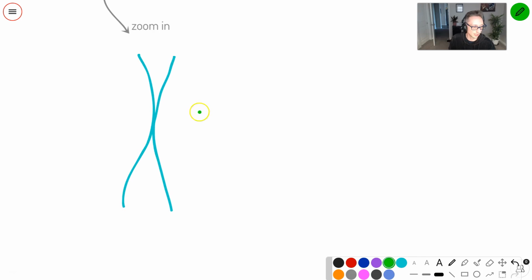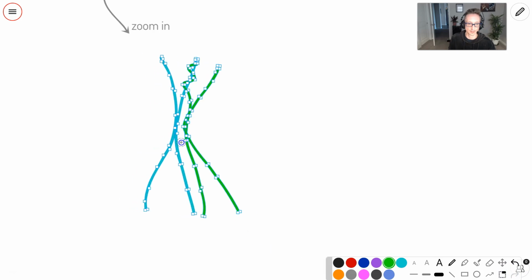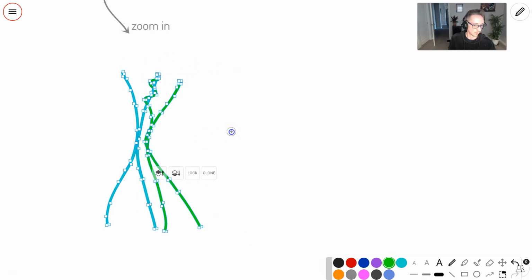Okay, and we got our green. And the green is actually kind of wrapped around the blue, like so.